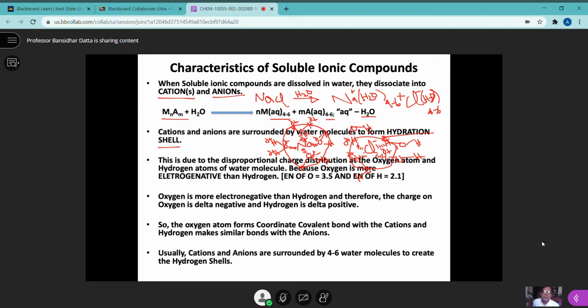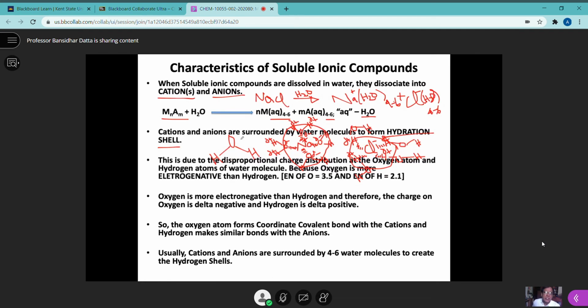Very good point. Why do they make the hydration shell? Why is the oxygen delta negative and hydrogen delta positive? In a water molecule, what you have is HOH, right? And this is a covalent molecule. We'll talk about it very soon. And oxygen is in group 6. Group 6 means it can take 2 electrons very quickly to become a negative charge. So it has a higher affinity for electrons. It loves the electron, and therefore it can make a 2- very quickly to become an octet structure.